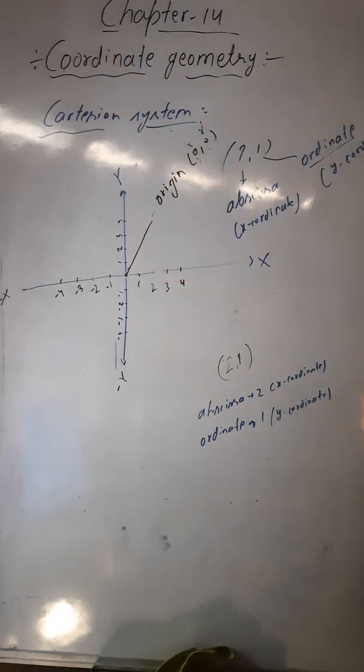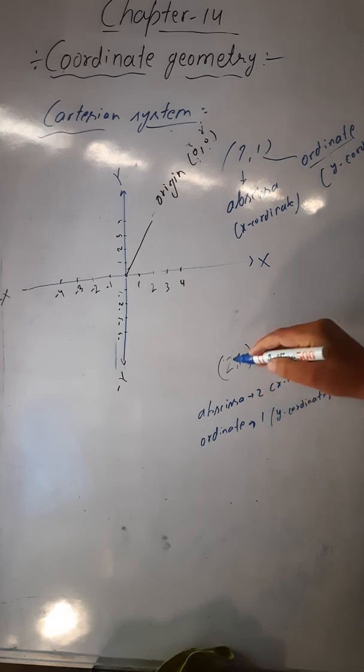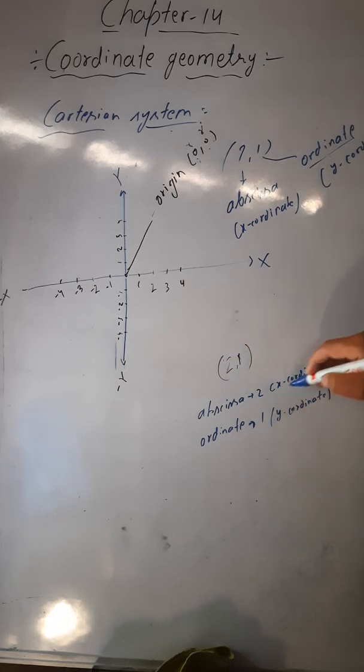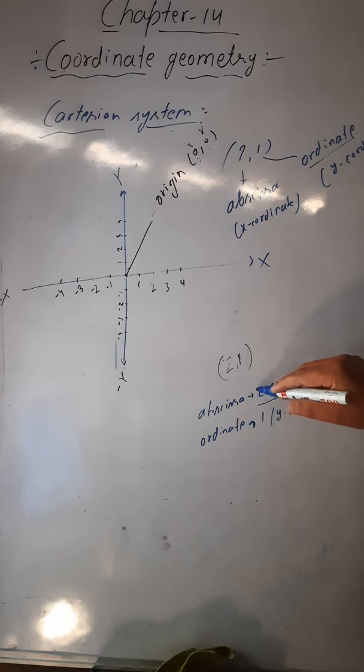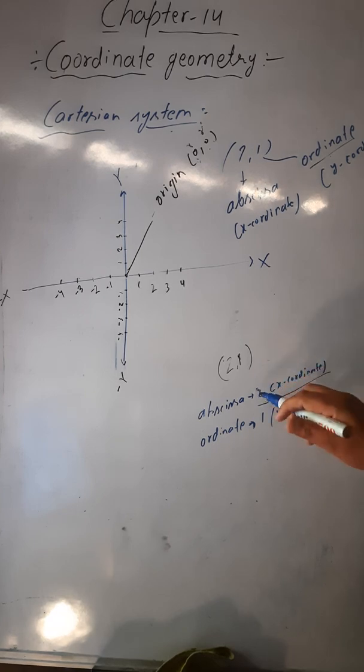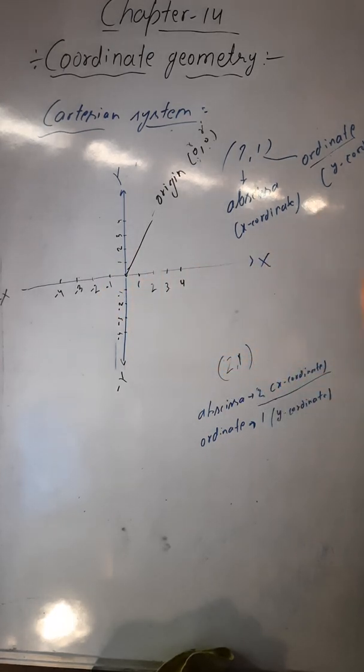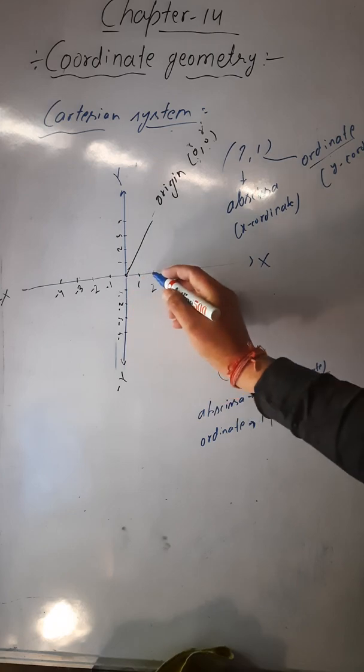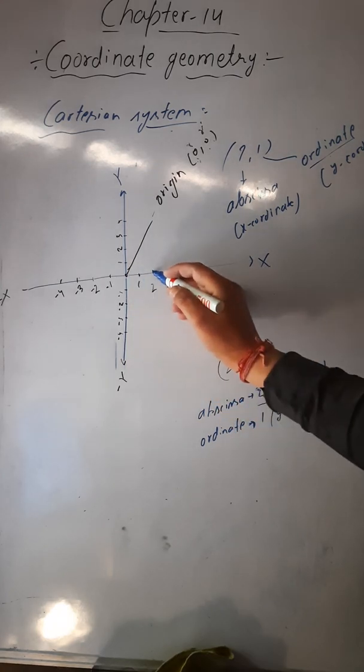So how will I locate it? Now listen. The first point is the abscissa, which means the x coordinate. So along the x-axis, how much will I move? I will move 2 points along the plus x-axis. So 2 is where? This is 2.